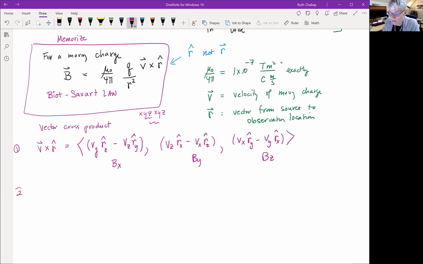The other way is to do the magnitude and direction separately. So the magnitude of v cross r hat, remember, is going to be the magnitude of v times the magnitude of r hat times the sine of the angle between them, which in this case is going to be the magnitude of v times 1, because the magnitude of a unit vector is always 1, times sine of theta. And the direction is given by the right-hand rule.